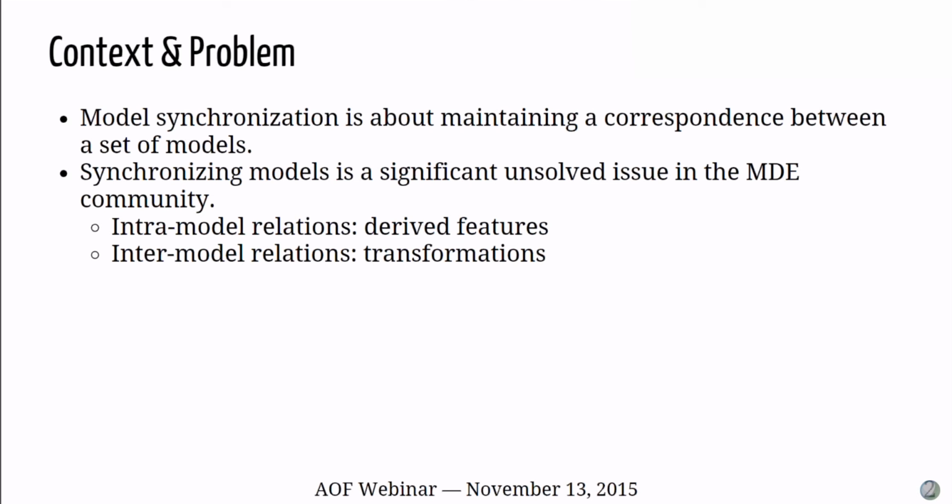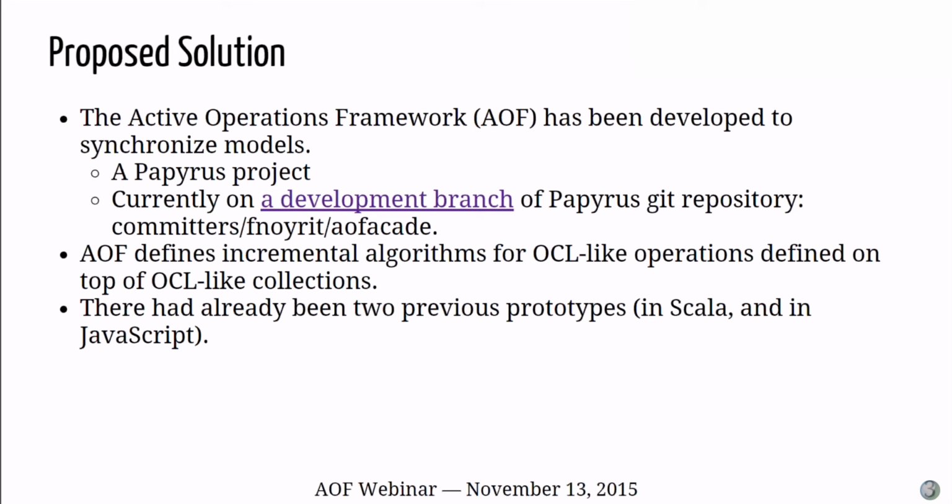going to see today. So, synchronization can be about relations within a model, and one of the most practical applications is derived features. And it can be between the models, inter-models, and then you can have applications such as transformation. So the solution proposed by the active operations framework has been developed to synchronize models.